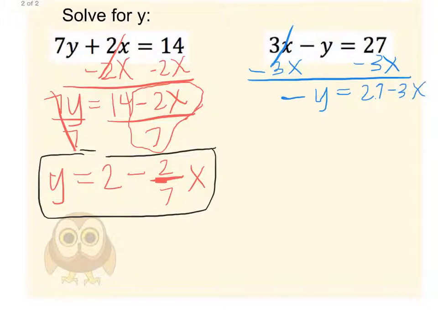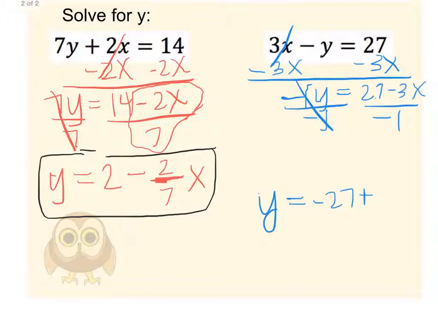Now don't forget about that negative in front of the y. There's a 1 hiding there. You have to divide both sides by a negative 1. So that leaves me with y is equal to negative 27. And then I have a negative 3x divided by a negative 1. So that makes it a positive 3x.